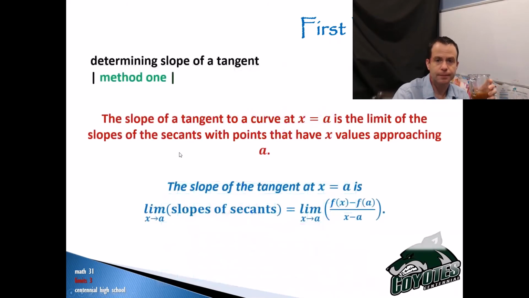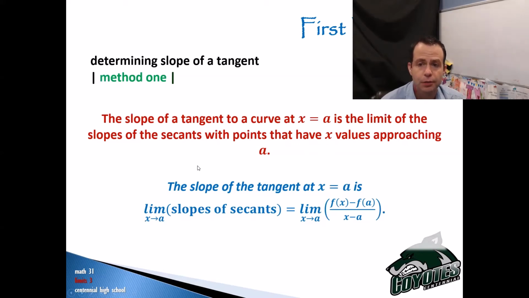All right, so 2 methods. And remember what we're doing with these methods: we're trying to determine the slope of the tangent. In method 1, the slope of a tangent to a curve at x equals a is the limit of the slopes of the secant lines with points that have x values approaching a. So we say the slope of the tangent at x equals a is the limit of the slopes of the secants as x approaches a. And to get the slopes of the secant lines, it's f of x minus f of a over x minus a. It's just the slope formula.